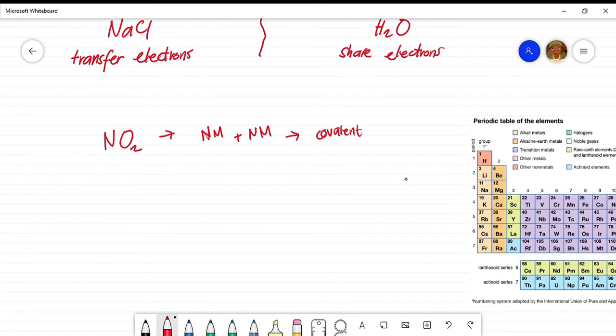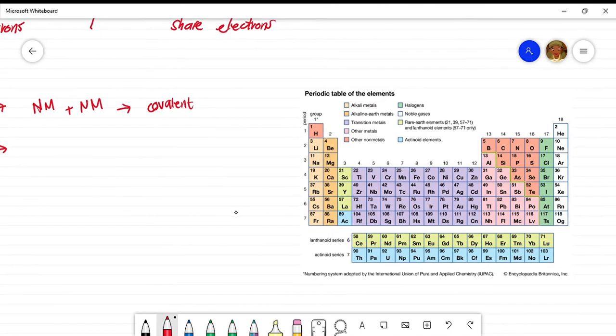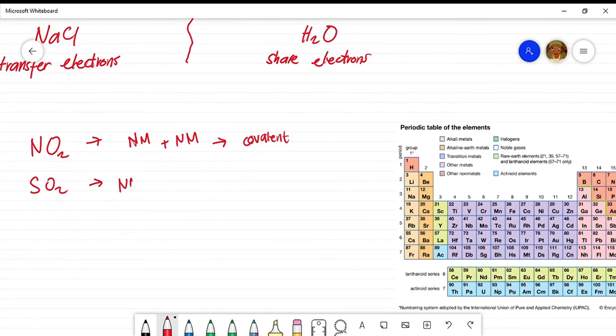Next, we have sulfur dioxide. The sulfur is a non-metal. Non-metal plus non-metal, it is still covalent. If we have calcium oxide, calcium is a metal plus oxygen, non-metal, we have an ionic compound.